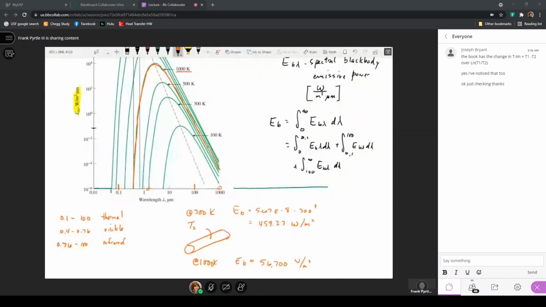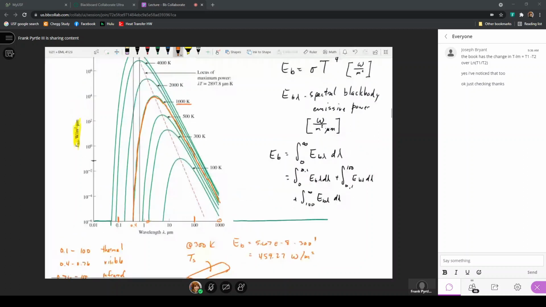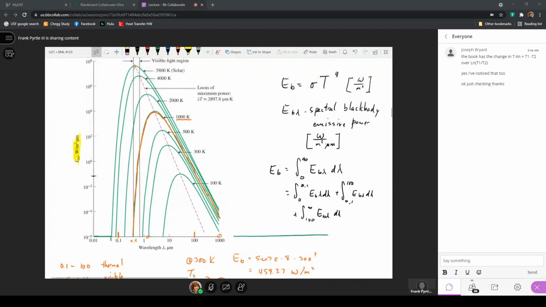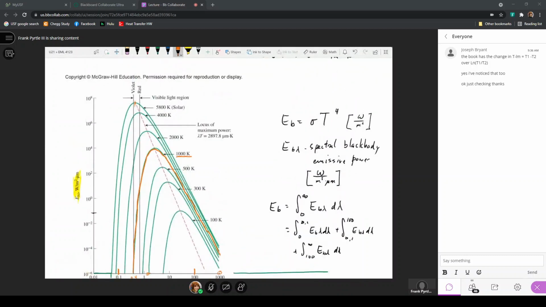And now this distribution ends here. This is 0.1, this is 1. So this is down like at 0.4 microns. This band, these two black lines here, are for the violet and red. So the violet begins at 0.4, the red ends at 0.76.